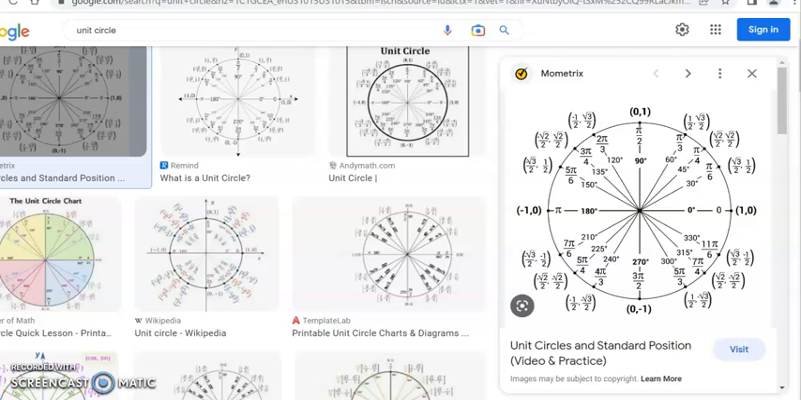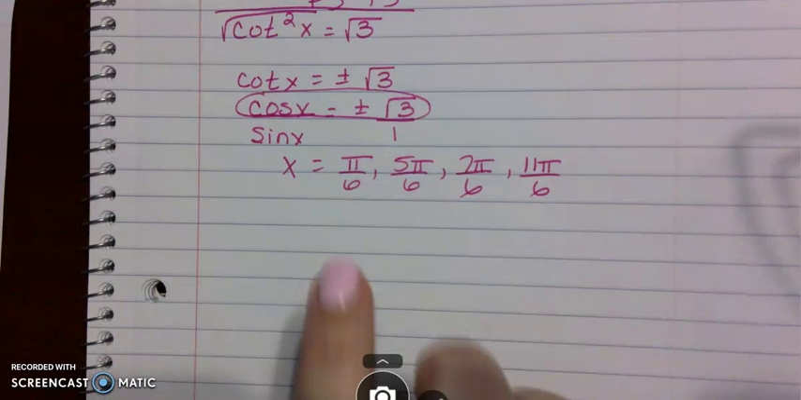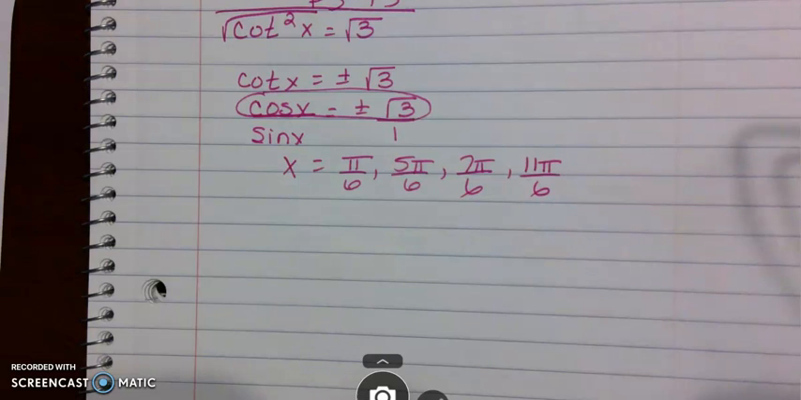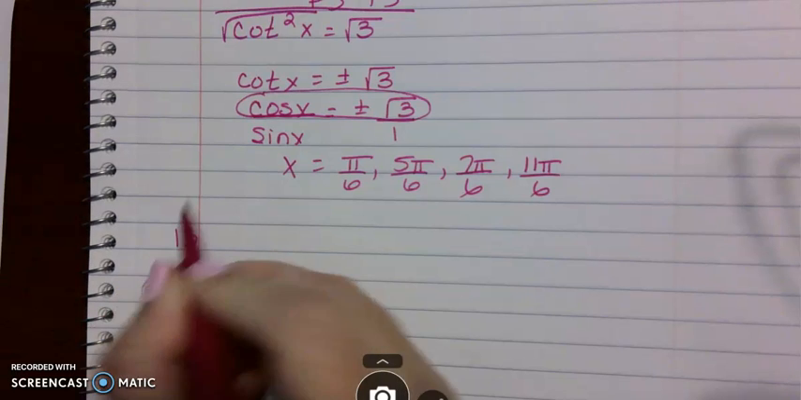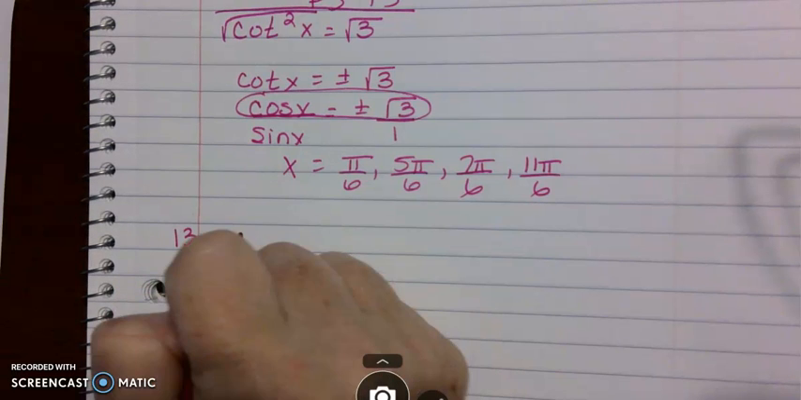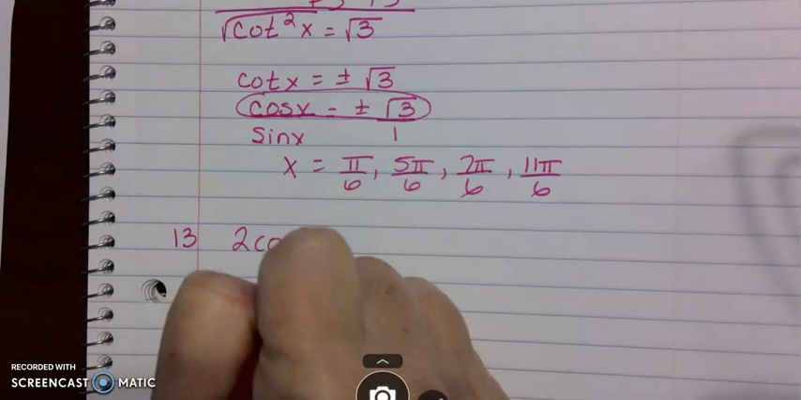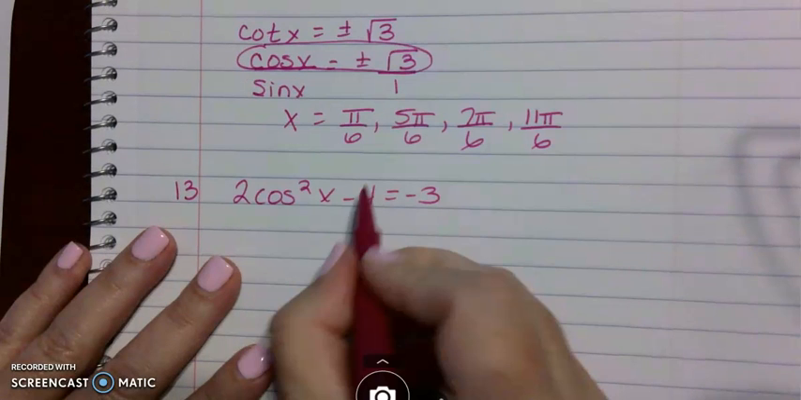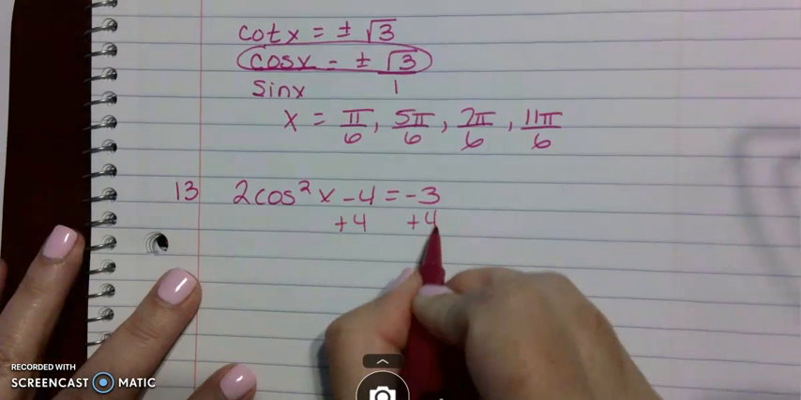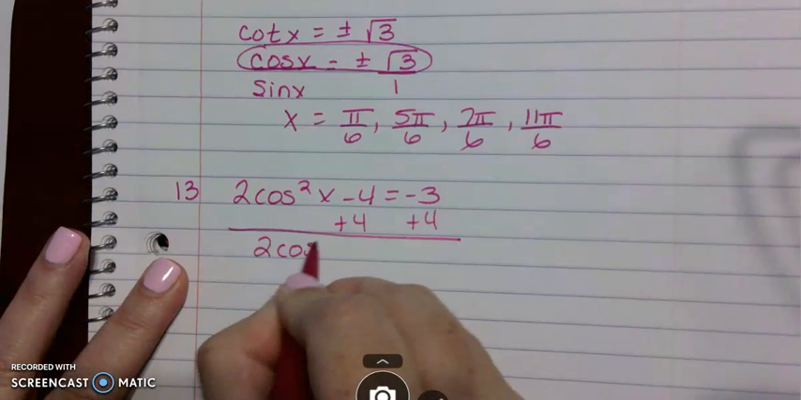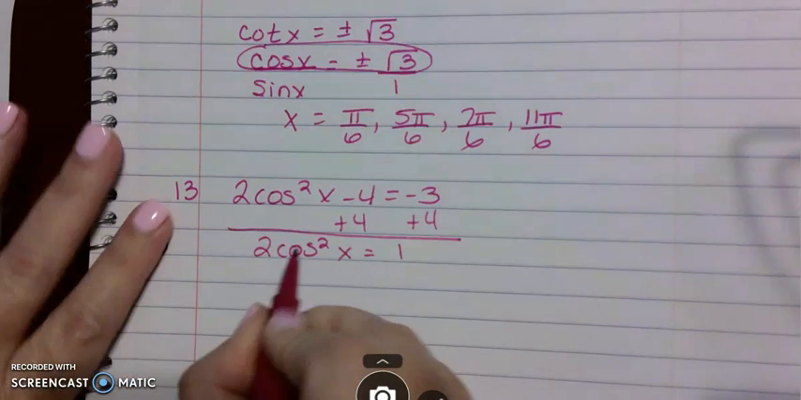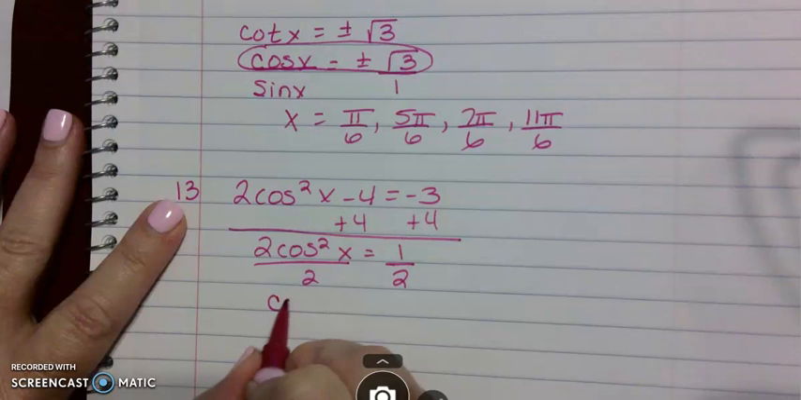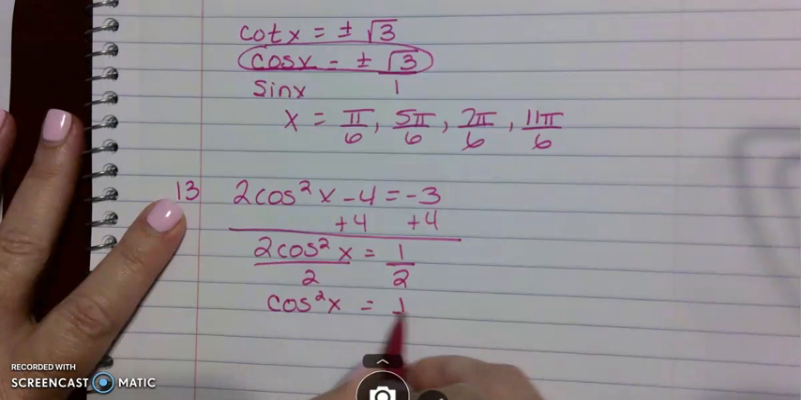Okay. Now, to know you're right, all your denominators have to be equal. Okay? So be careful there. Okay, and then 13 is 2 cosine squared x minus 4 equals negative 3. So we're going to add 4 to both sides. So we get 2 cosine squared x equals 1. We're going to divide both sides by 2. Okay, so cosine squared x is equal to 1 over 2.